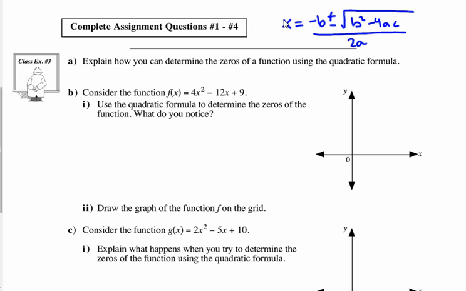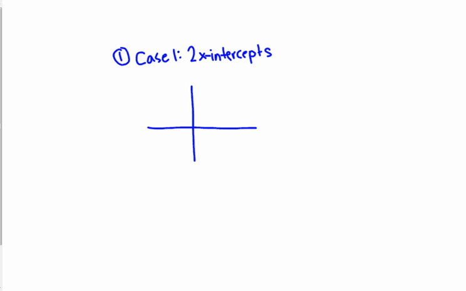And there's three cases we're going to look at today. And if you have a study sheet, pull it out, we're going to write down these three cases right now really quickly. Okay? So, case 1 is that there's two x-intercepts. That would be a graph opening up or opening down, and it crosses the x-axis twice.